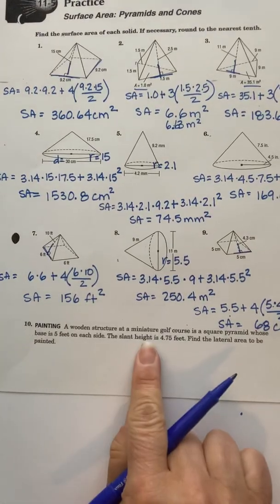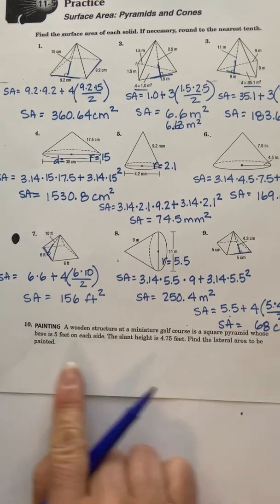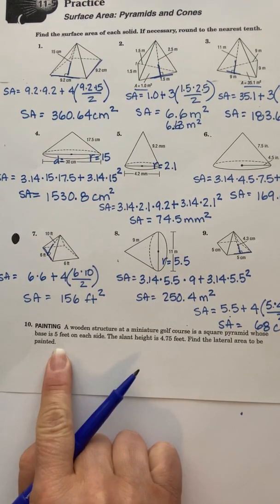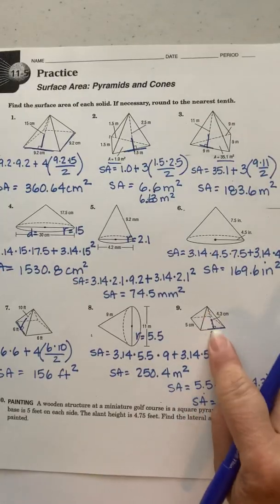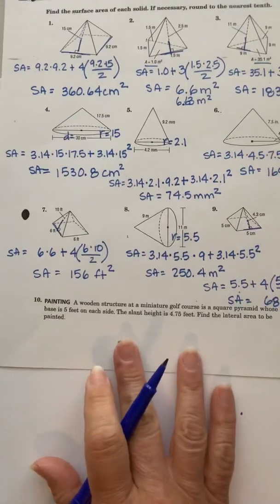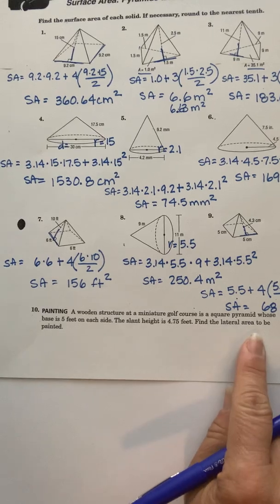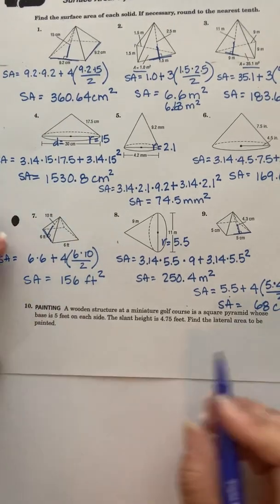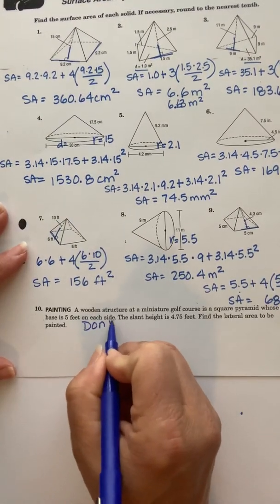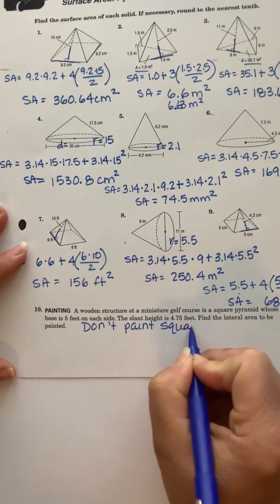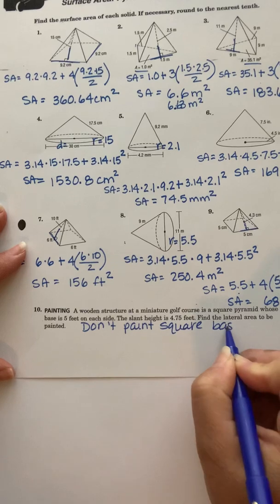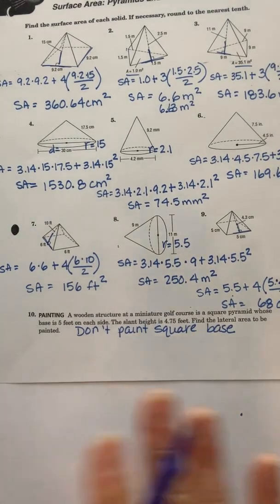I've got a wooden structure at a miniature golf course that's a square pyramid. The base is 5 feet on each side. The slant height is the height of the triangle, the slanted part. Find the lateral area. So if I'm doing the lateral area, that means don't paint the square base, right? The square's on the ground. It's just painting the sides.